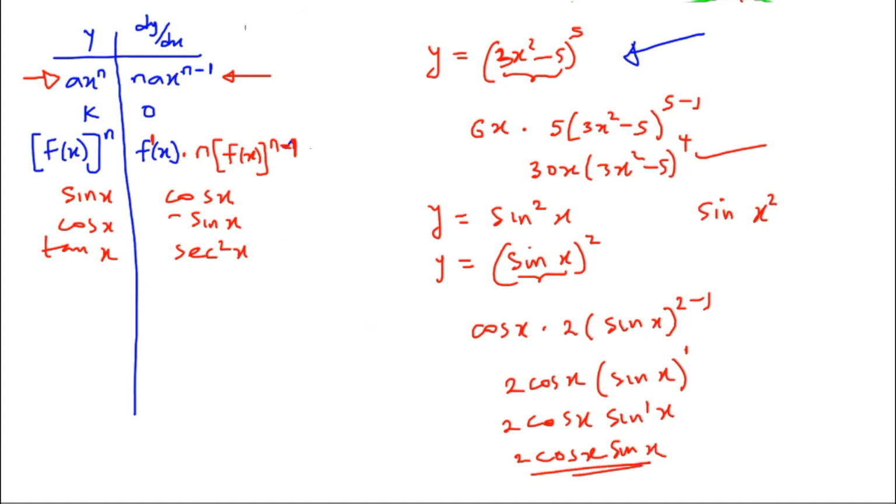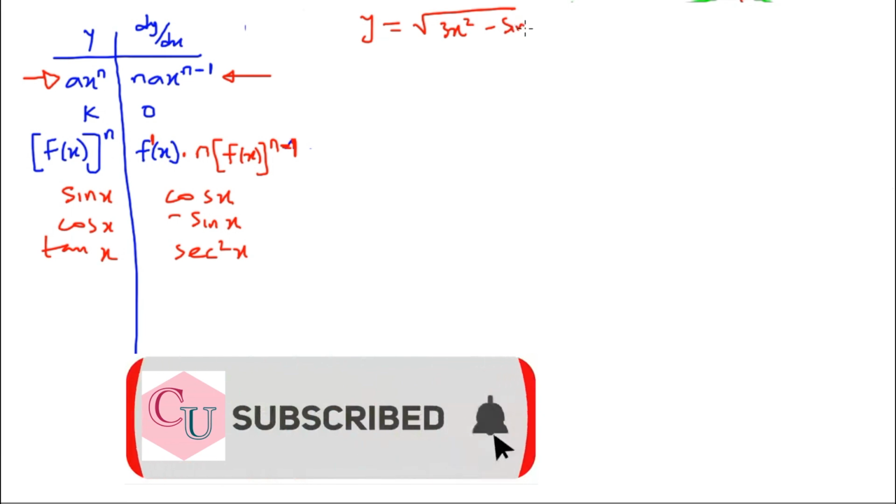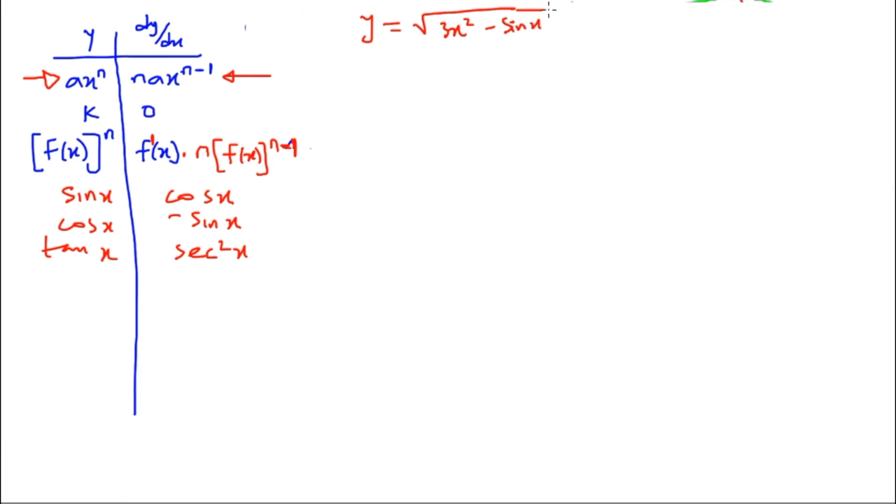Okay, now let's say we have something of this nature. Let's say you have y equal to the square root of 3x squared minus sine x. The first thing we need to do is rewrite it and make it look like this: 3x squared minus sine x, all raised to power 1 over 2, because according to the law of indices, the root of a is a raised to power 1 over 2. So that's the same thing I have.